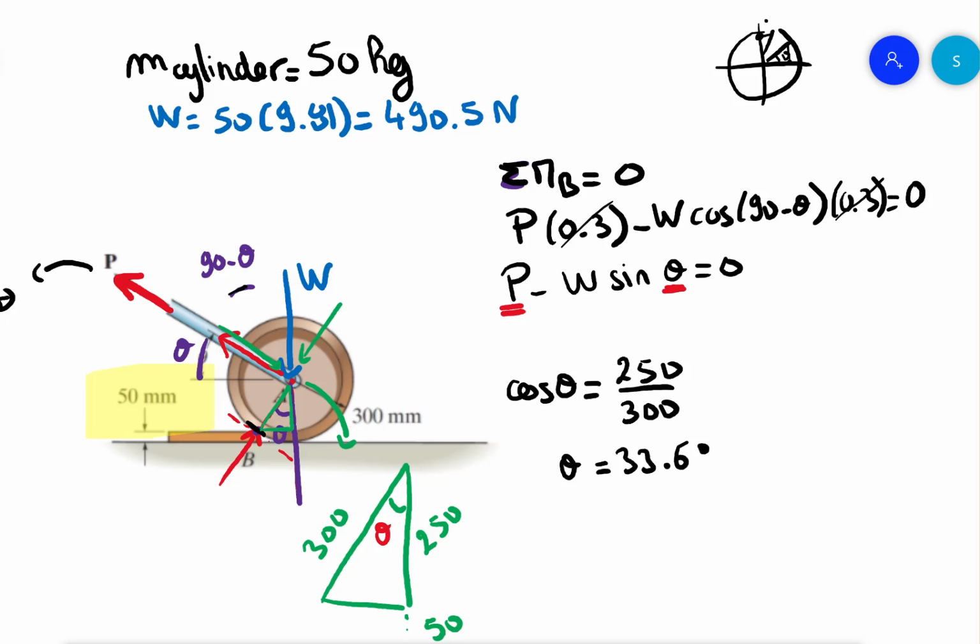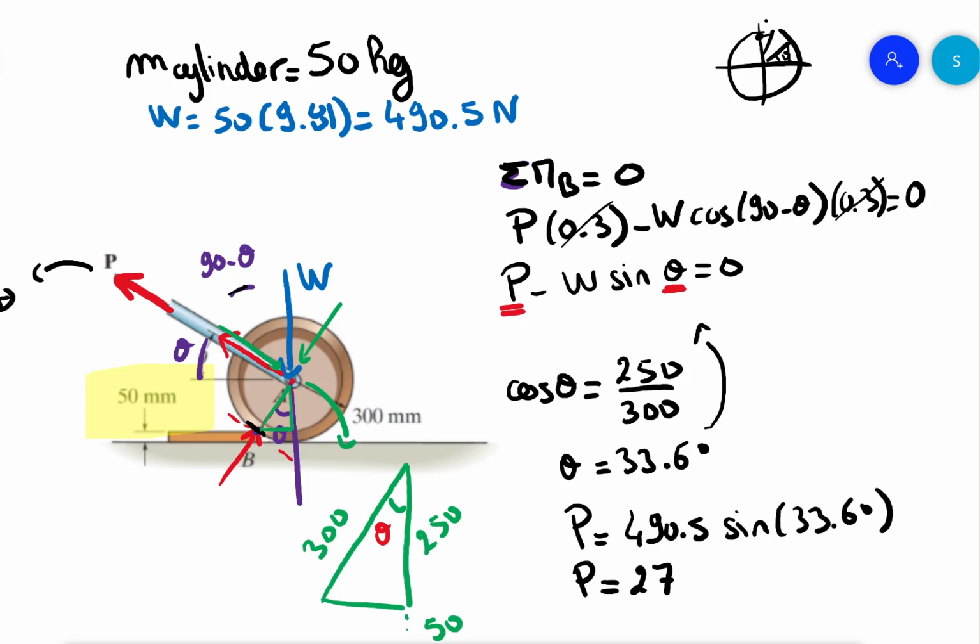That's 33.6 degrees. So now we can use this theta in the first equation. We have P equal to W, that is 490.5, times sine of theta, that is 33.6 degrees. So we get P: 490.5 times the sine of this angle. That gives us 271 Newton. And that's it, we are done.